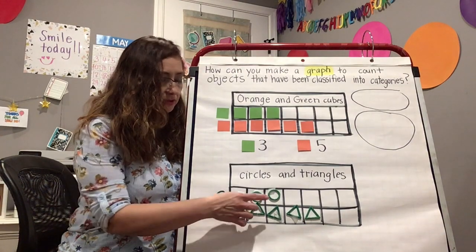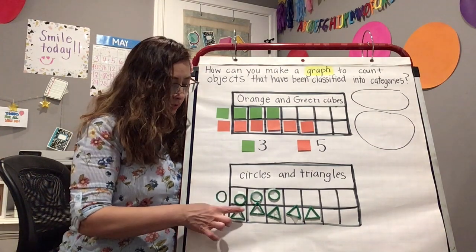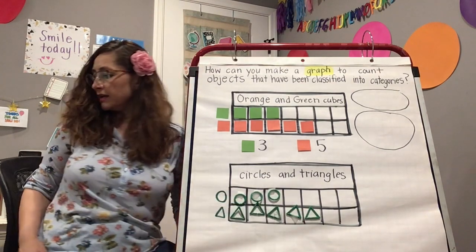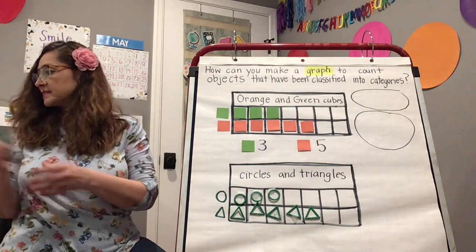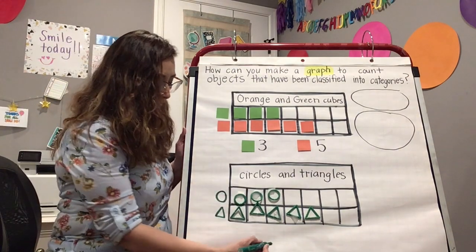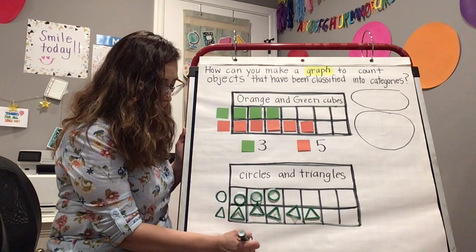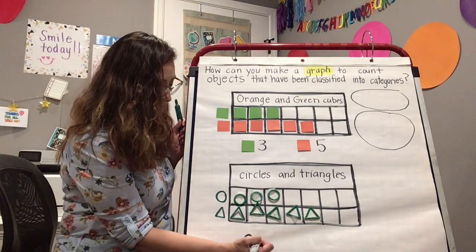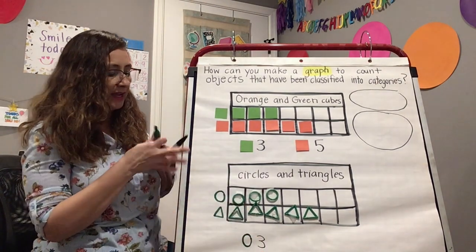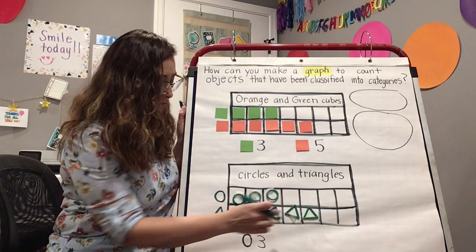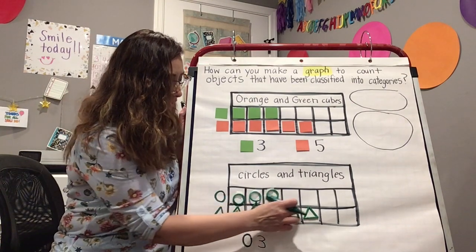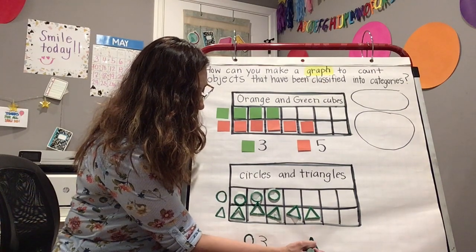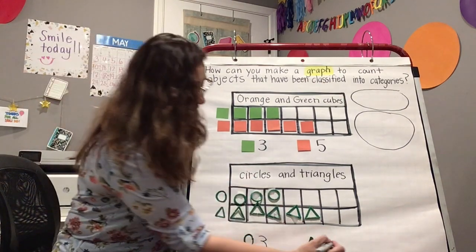Okay, so let's count to see how many triangles we have. 1, 2, 3, 4, 5. Good. Okay, now if we wanted to write down this information, we can. We could draw a circle here to show how many circles we have. And we said we had 3 circles. Okay. And then we can count to see how many triangles we have. 1, 2, 3, 4, 5. And we have 5 triangles. We draw the triangle first. Okay. And then we write the number.